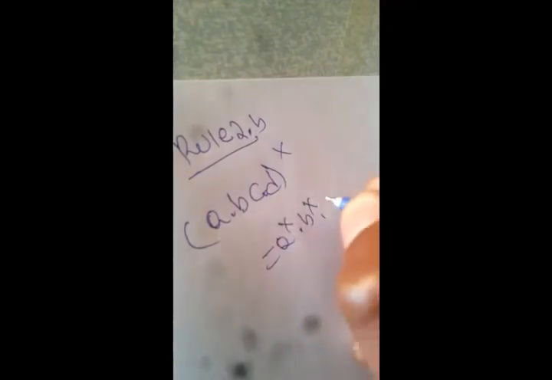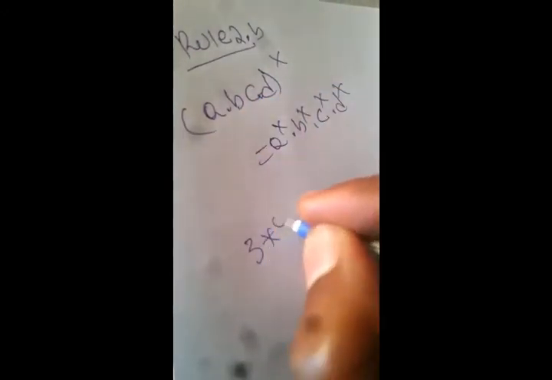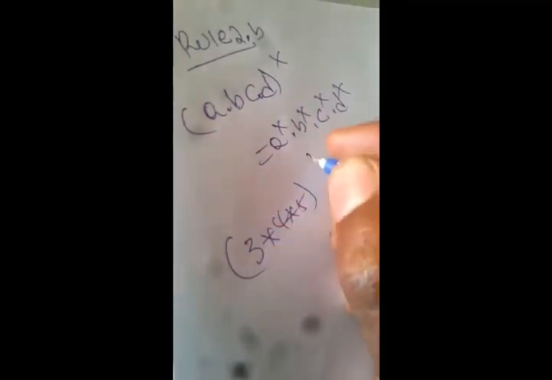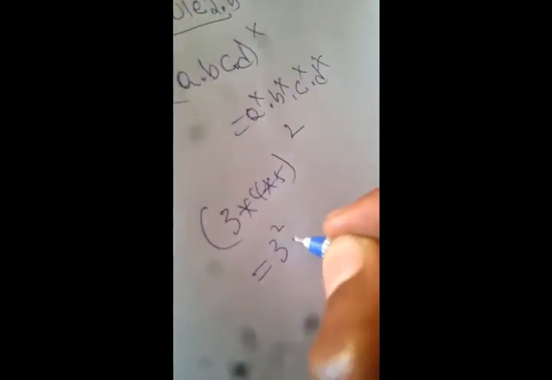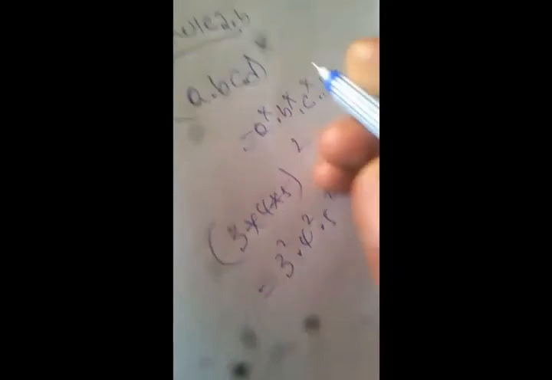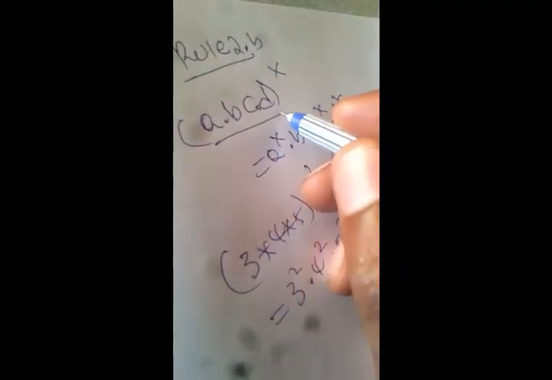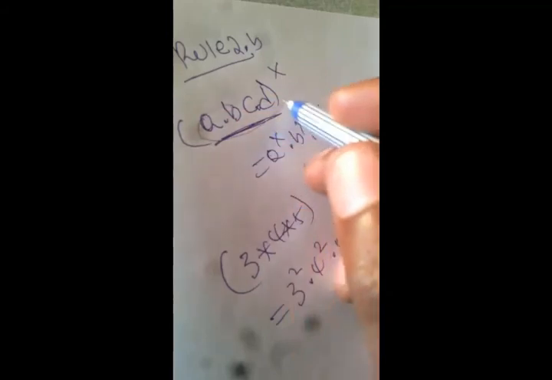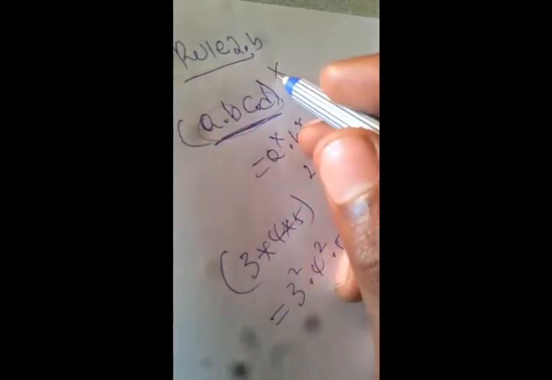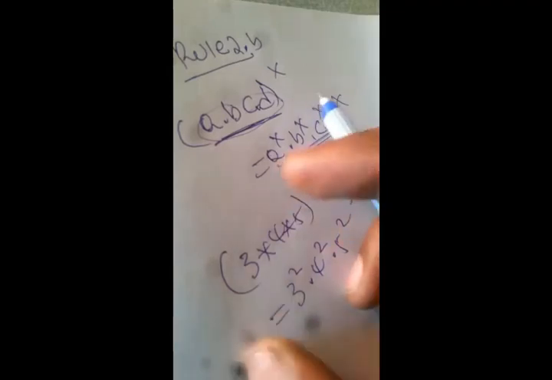Rule 2b will be, when you are given (abcd) raised to x, it is equal to a raised to x times b raised to x times c raised to x times d raised to x. For example, (3 times 4 times 5) the whole square can be written as 3 square times 4 square times 5 square. From which property? When the bases are multiplied and raised to x, then our answer will be like this.